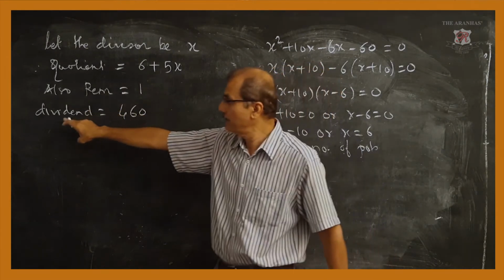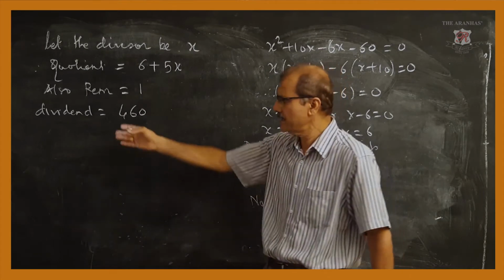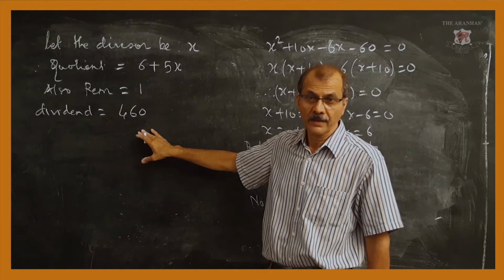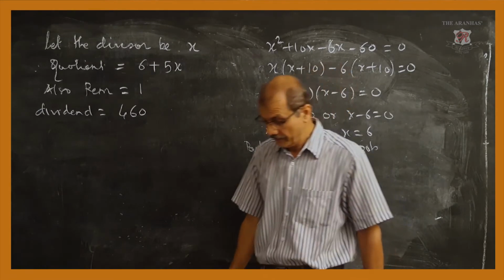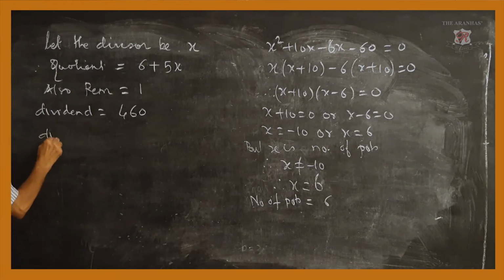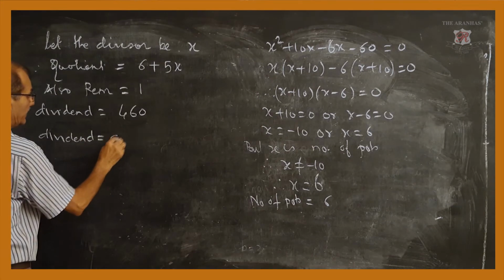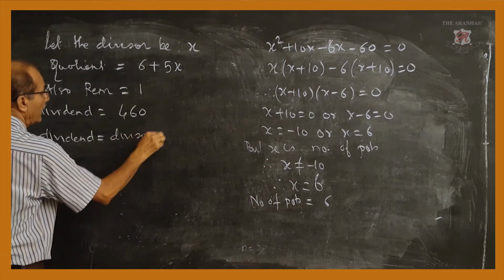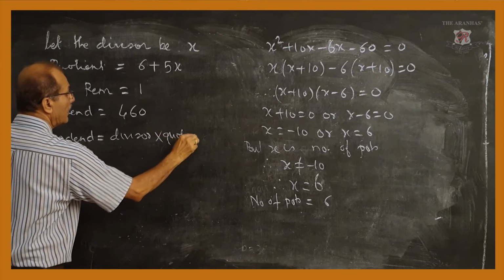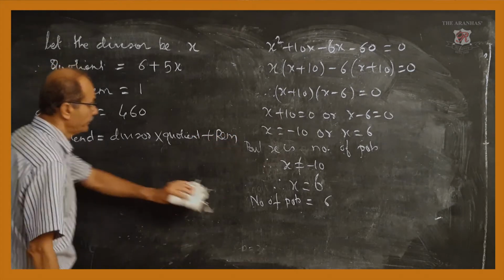Now why is it called the dividend? Because you know that number is divided. So the number which is divided is called the dividend. So my dividend is 460. Now I use the property. What property? That dividend is equal to divisor into quotient plus remainder.